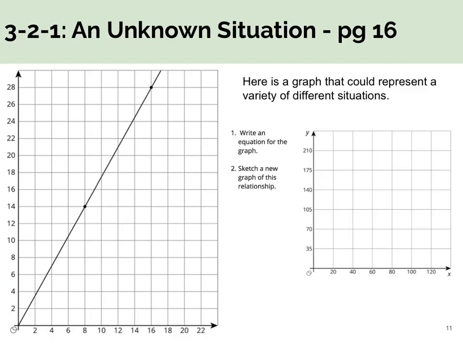So now we're going into lesson 2. On page 16 on lesson 2, it says, here's a graph that represents a variety of different situations. Write an equation for the graph, so kind of just what we did, and then sketch the new graph of this relationship on the graph that they actually gave us. So go ahead and pause for a second and go ahead and try that. All right, let's go ahead and go over it. Let's find our equation for this. So again, let's go ahead and let's do a slope triangle. So we have, let's do it in blue.